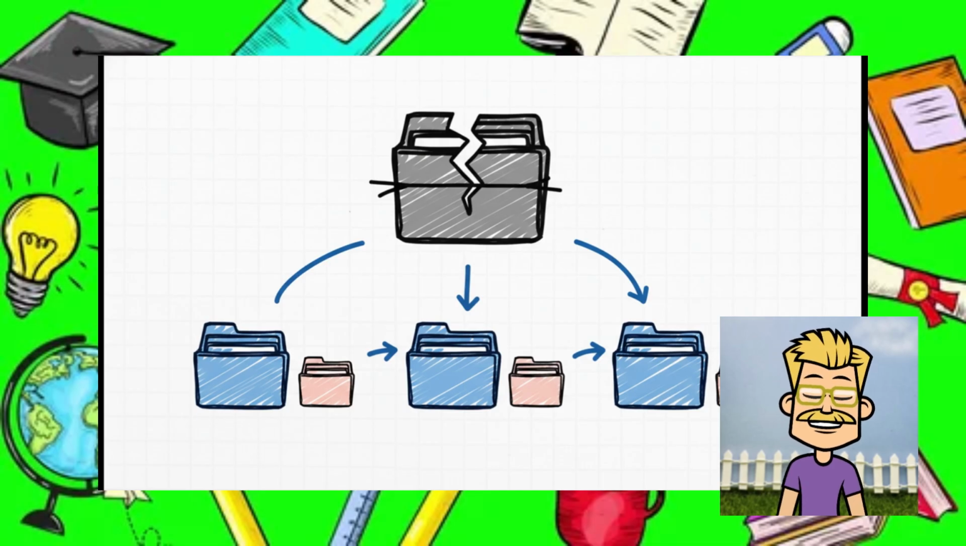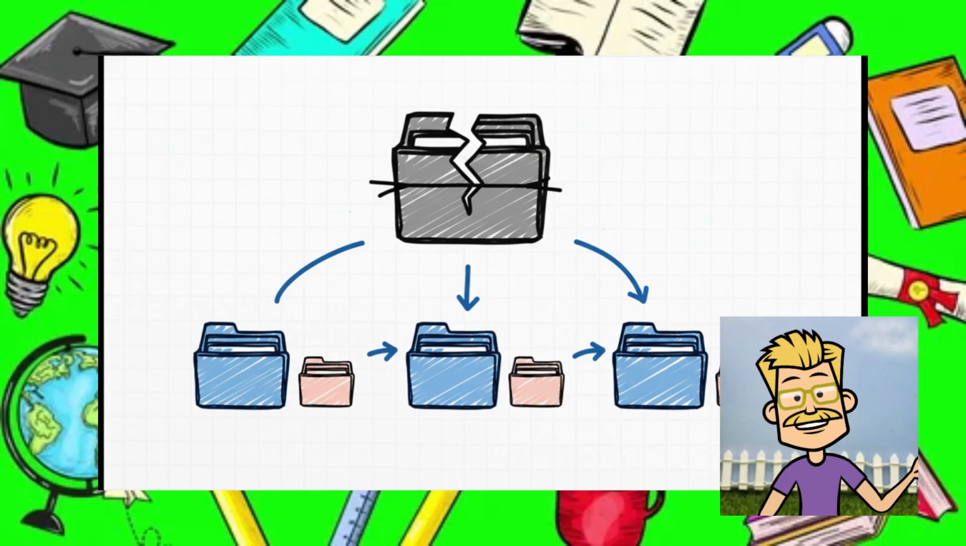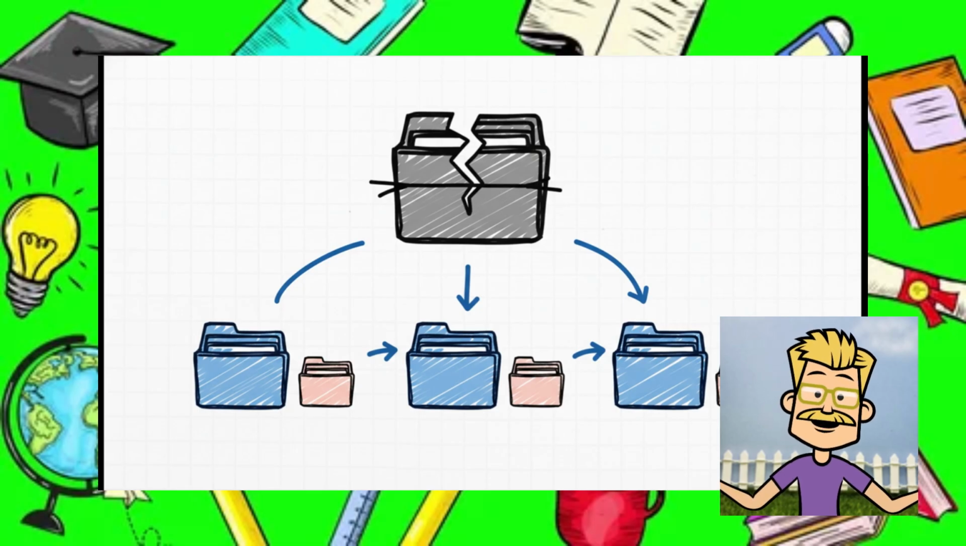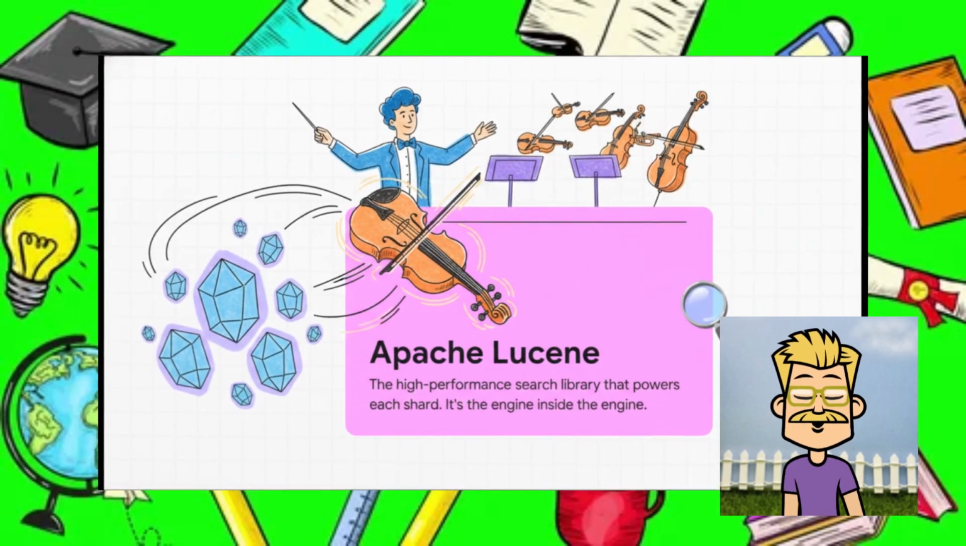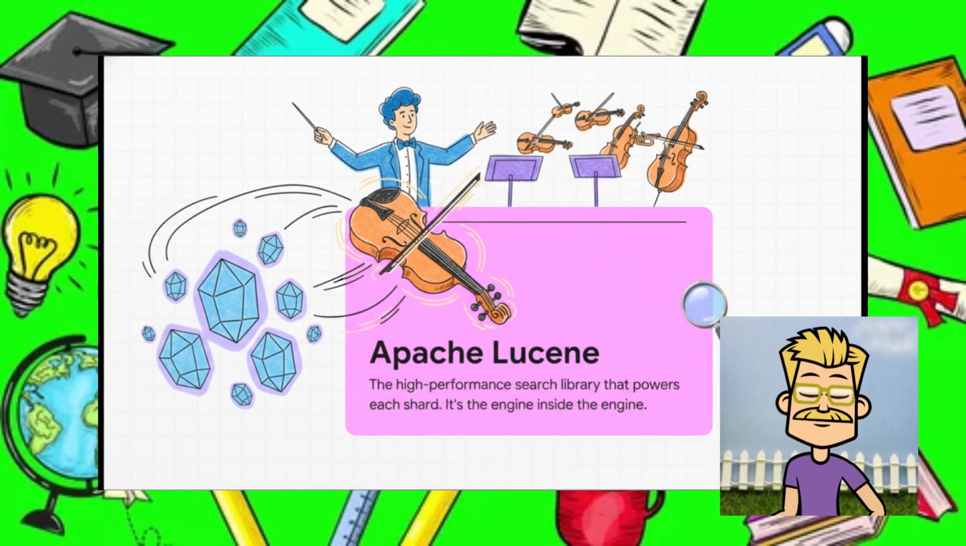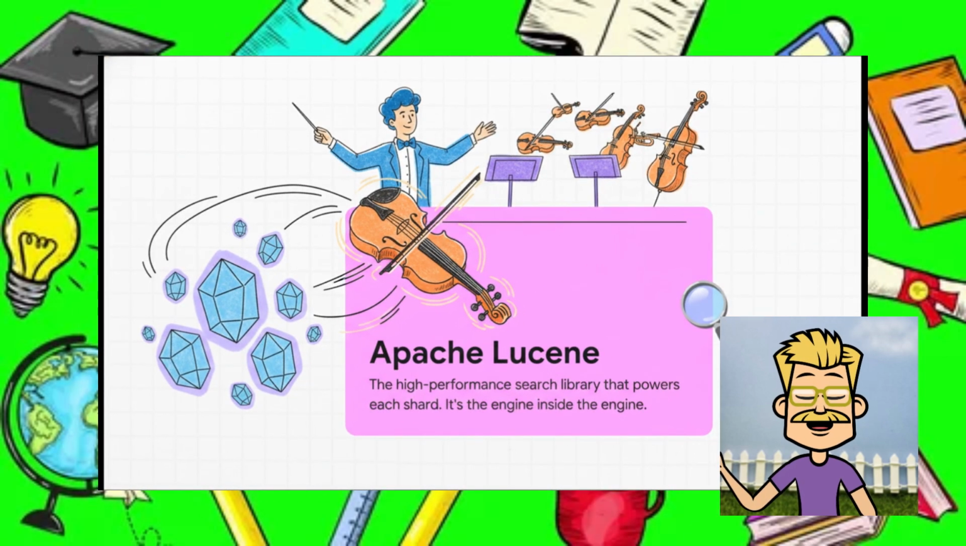And to make sure our bookstore never goes down, each one of these shards can have copies, which we call replicas. This is huge. It means if one server goes down, another replica can just jump in and take its place instantly. No downtime for your users. So what's the magic inside each and every one of these shards? Well, it's a super powerful search library called Apache Lucene.